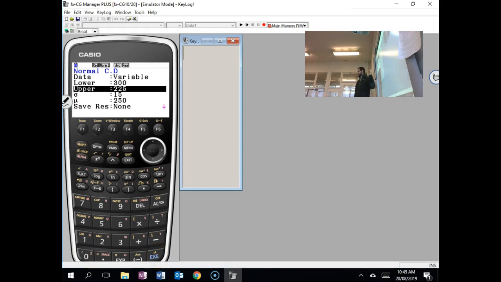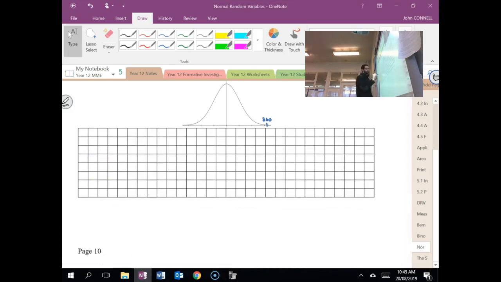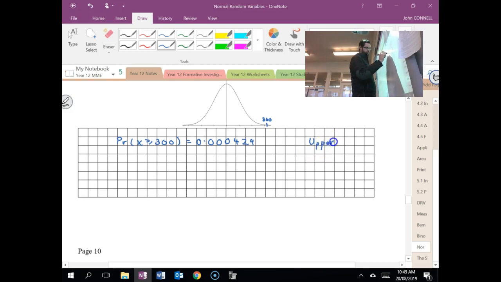Now for my upper, instead of it being -1 times 10 to the 99, it's going to be +1 times 10 to the 99. So it's going to be 1 e to the 99. And so I get 4.29 times 10 to the -4. So the probability that X is greater than or equal to 300 is 0.000429. And let's make a note that our upper was 1 e to the 99.